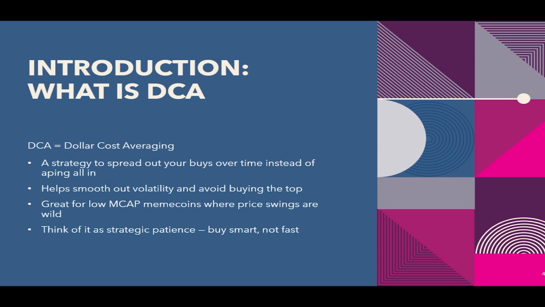So just think of it as strategic patience. Buy smart, not fast, right? Because meme coins are not about buying as quick as you can. There are people that trade new creations, right? And those people are just gambling their money away. You guys got to trade smart. If you trade smart, you'll start to really ape up your port.